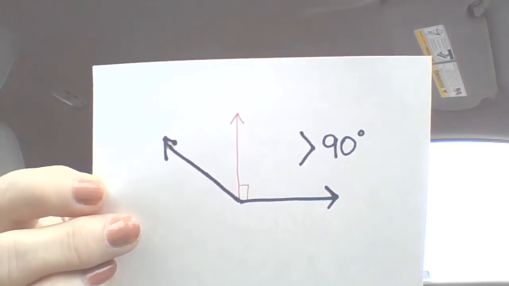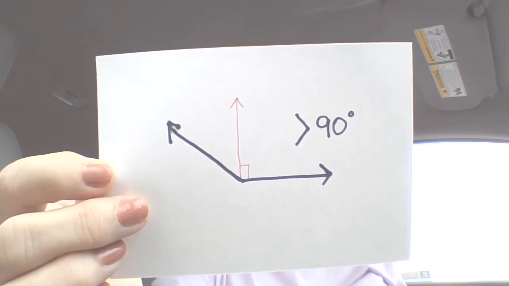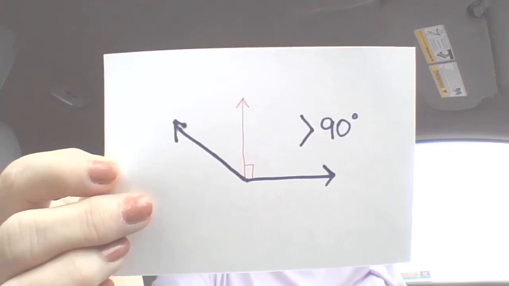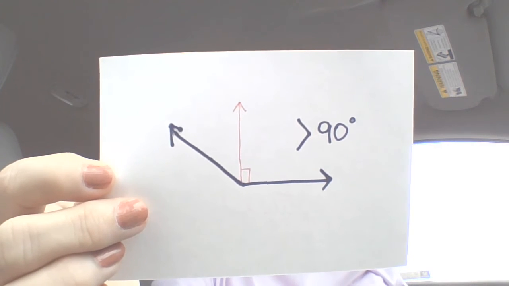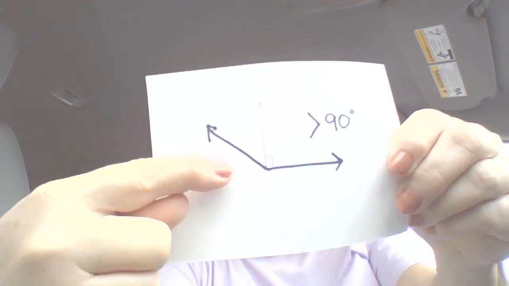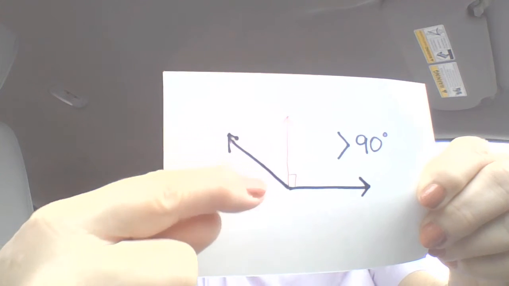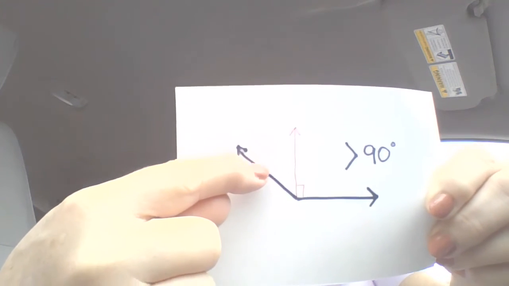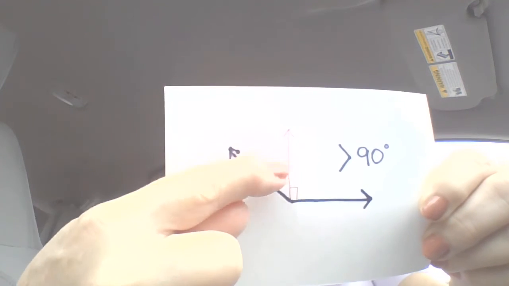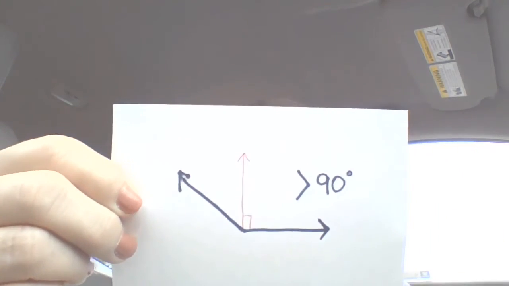My cards are sticking together. This is an obtuse angle. Everybody say it. Obtuse angle. An obtuse angle is greater than 90 degrees. Do you see my 90-degree mark in the middle? Got my little square in the corner? This ray goes past that 90-degree angle. It's larger than 90 degrees. This is an obtuse angle.